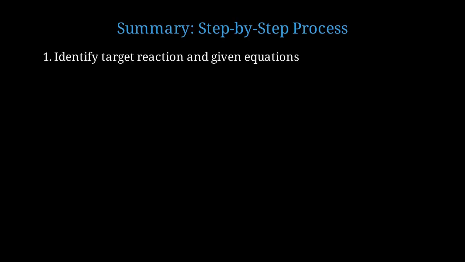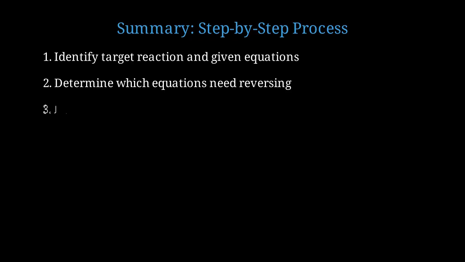Let's summarize the step-by-step process we used. Step 1. Identify your target reaction and the given equations. Step 2. Determine which equations need to be reversed to get substances on the correct sides. Step 3. Determine if any equations need to be multiplied to match coefficients.